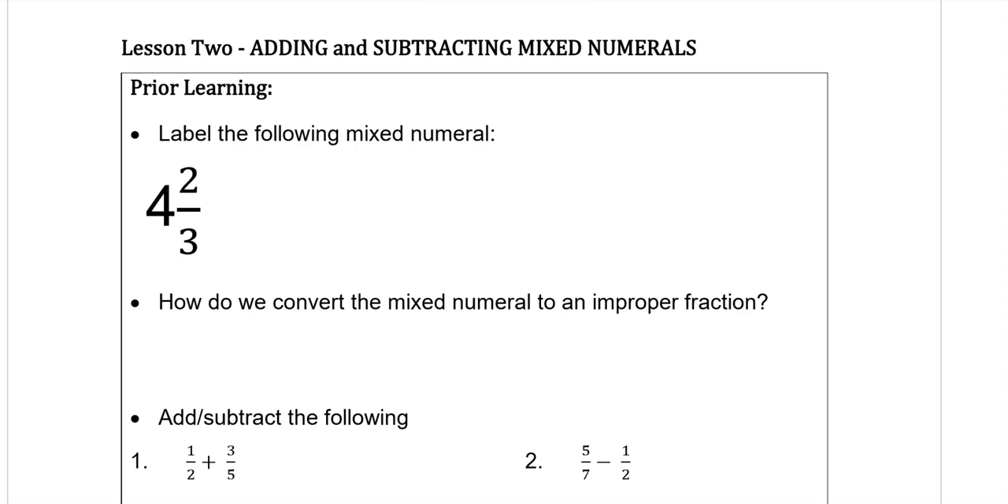Today we are doing some more work with adding and subtracting fractions, but today our fractions are going to include mixed numerals. So this 4 2/3 that you can see here is an example of a mixed numeral. A mixed numeral has a big number at the front, which we call the whole number. Then we have the top and the bottom of our fraction. So the top is the numerator and the bottom is the denominator.